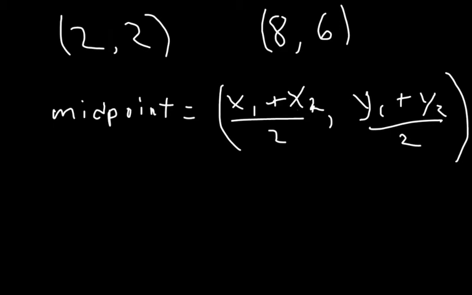The order that you add doesn't matter, because the commutative property says it doesn't matter which you add first or second. So it could be x2 plus x1 divided by 2 for the x-coordinate, and y1 plus y2 divided by 2 for the y-coordinate. It doesn't really matter what order we put them in. So we just plug the numbers in. This is like x1.